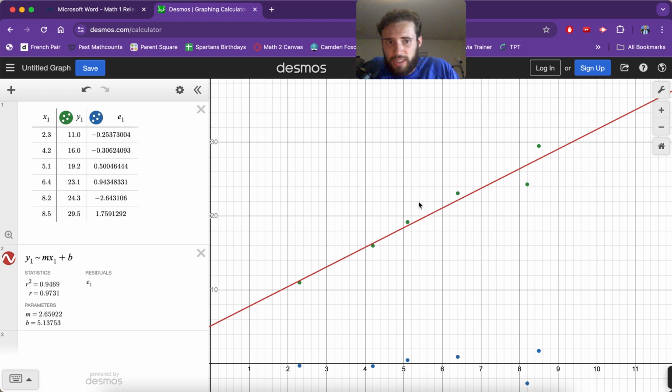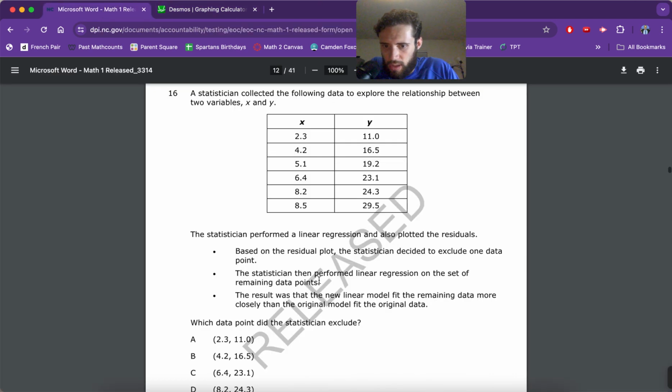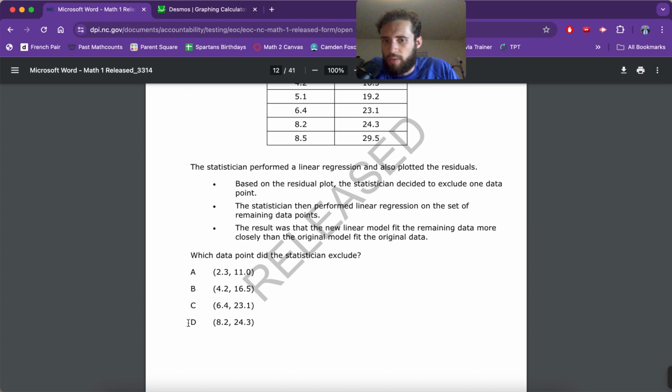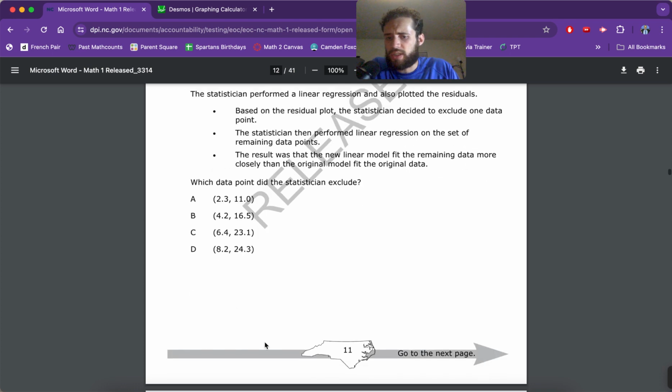Well, yeah, like we said, it would be this one, the second to last point, because that is 2.64 away from the line. It's beneath the line. It doesn't matter if it's underneath or above, it's just how far it is. So the one that you're going to exclude is 8.2, 24.3 if that's an option. Let's see. Yep, so D would be the point that you would exclude because, again, it has the highest residual. So it's the biggest outlier in this case. All right, so that's how you'd figure out that one.